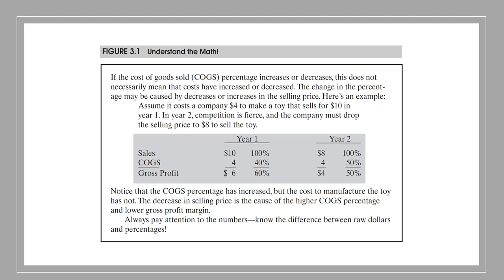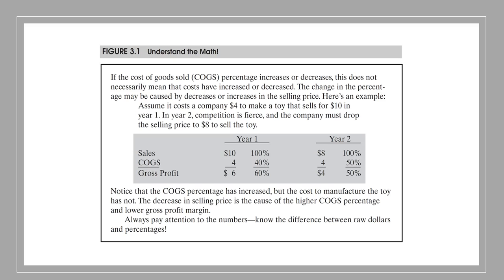Okay, so we have here an example where we have cost of goods sold versus sales and gross profit. So sales are $10, cost of goods sold $4. We calculate gross profit at $6. And so in year one, 100% is the $10. So that means the $4 compared to the sales of $10, that's 40%. And gross profit has to be 60%.